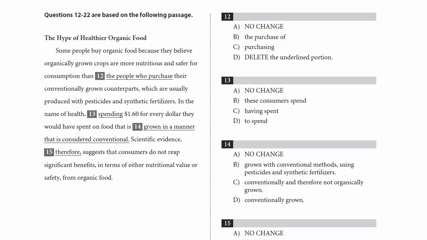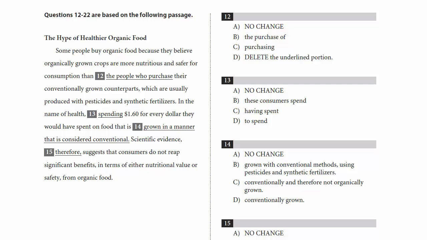Passage 2 from Test 4, numbers 12 to 22. The hype of healthier organic food. Some people buy organic food because they believe organically grown crops are more nutritious and safer for consumption than the people who purchase their conventionally grown counterparts, which are usually produced with pesticides and synthetic fertilizers.